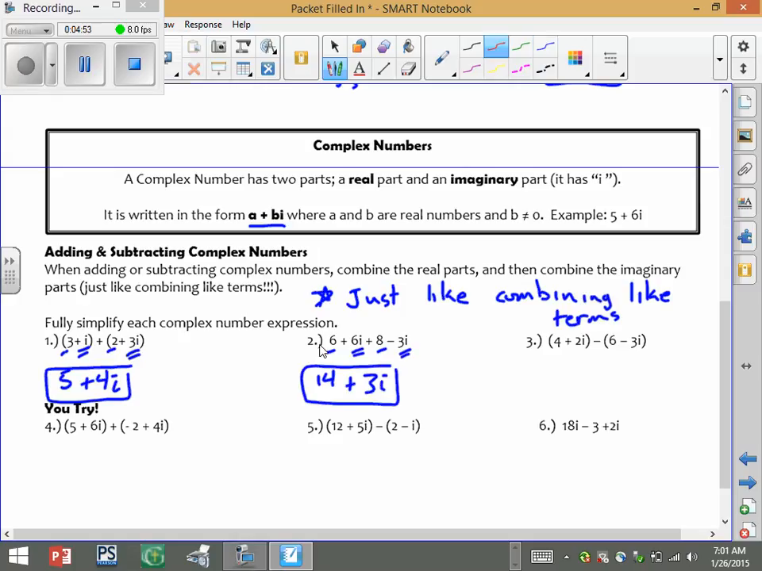Sometimes you're going to have to distribute a negative with these, and that's probably about as tricky as it gets. So again, so I don't get confused, I'm going to rewrite it. That 6 turns into minus 6, and that minus 3i turns into plus 3i. Now just combine like terms. So 4 minus 6 is negative 2. 2i plus 3i plus 5i.